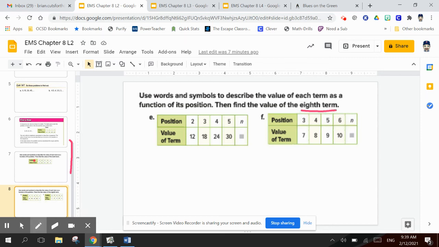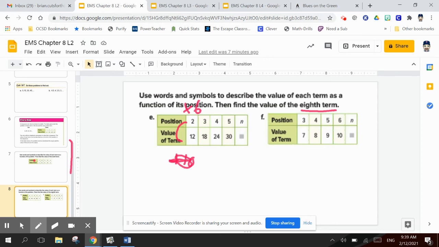So we want to find the 8th number in each one of these. So if I look at the first one, E, I go from 2 to 12. So from 2 to 12, I'm either adding 10 or I can multiply by 6. So let's try the next one. 3 plus 10 is 13. So this rule doesn't work.